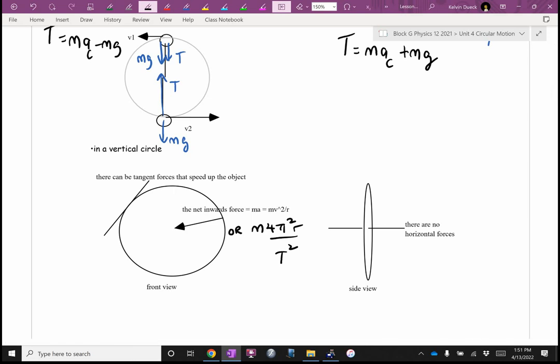Mr. Duick, on my formula sheet, it just says 4 pi squared r over t squared. Why did you put an m in front of it? Because your formula sheet is just giving you acceleration. F equals what? M. Hey, don't forget the m. Common mistake. Kids forget the m because especially this one looks so complicated, they think it's a force. It's an acceleration. Ma. Hopefully your physics teacher has taught you that.